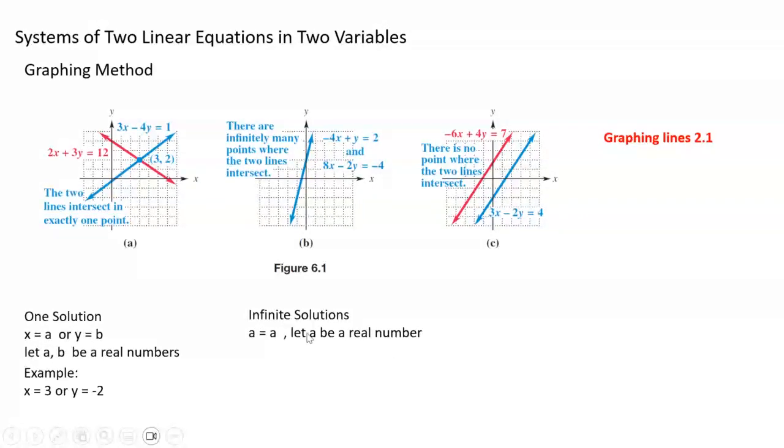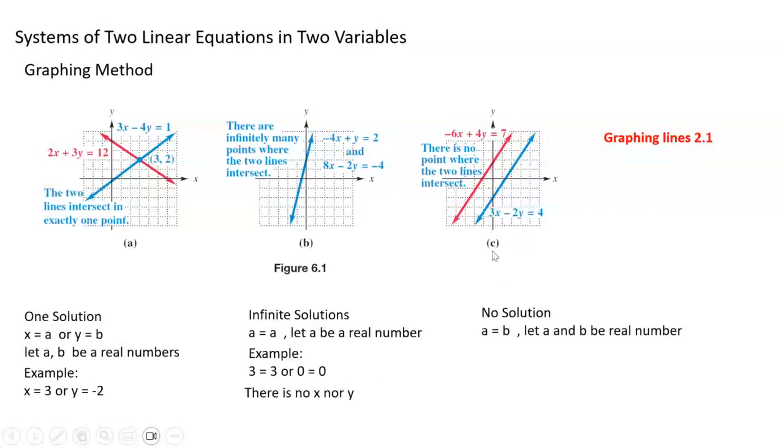Now, if we get infinite solutions, you're going to get something like a equals a, like 3 equals 3 or 0 equals 0. That means it's going to be infinite solutions. And in this situation, there's going to be no x nor y. But this is true, right? Like 0 equals 0.